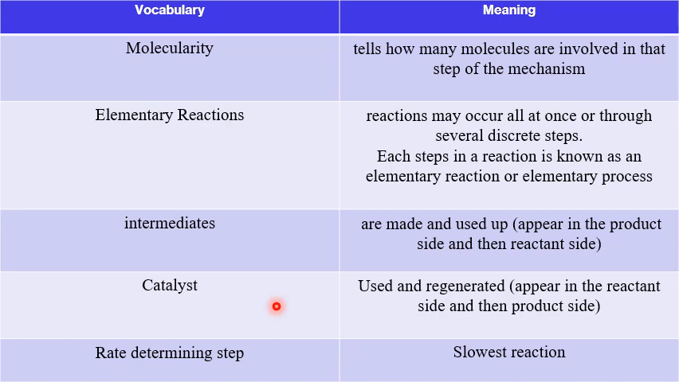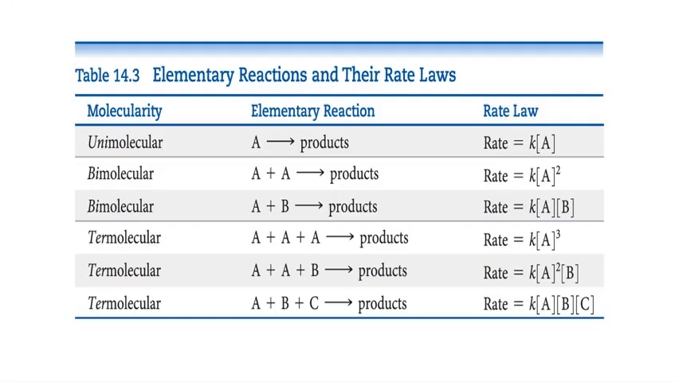And then the rate determining step. The slowest step in the reaction mechanism is the rate determining step. So how fast the reaction can go is determined by the slowest step. Let us see each one with examples.